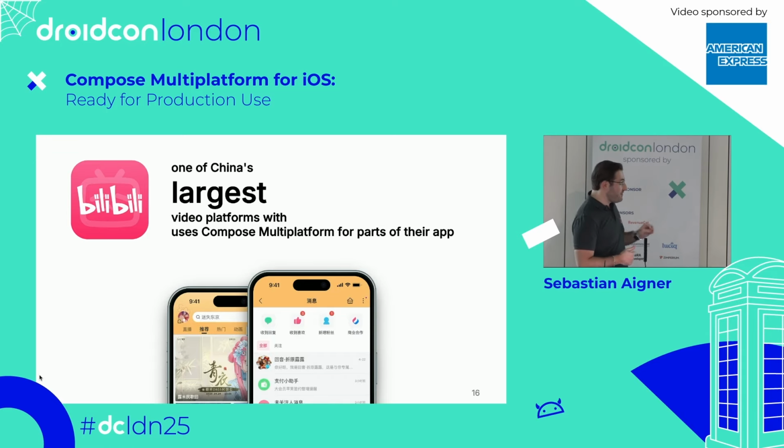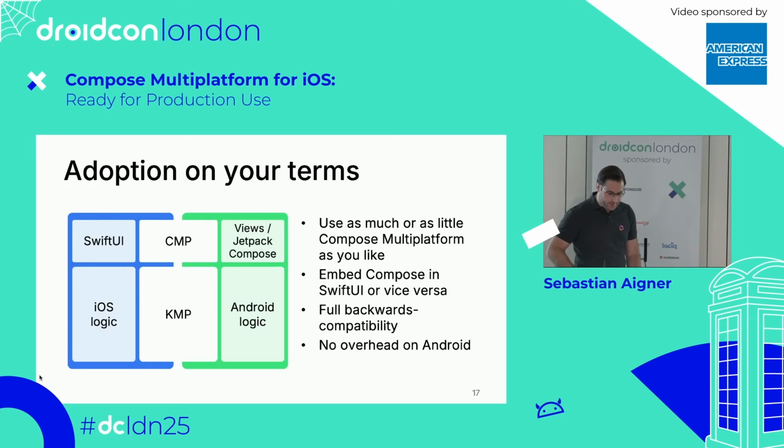Now, of course, the Bilibili app is much larger, but one of the really cool things, and something that makes Compose Multiplatform super unique, is that they could do this type of adoption. Why? Because we allow you to adopt Compose Multiplatform on your own terms. So Compose Multiplatform happily coexists with any of the existing UI that you already have. If you have some Jetpack Compose code in your application, or you have some views on the Android side, you can, of course, use the interop functionality that you already know from Jetpack Compose to work with those.